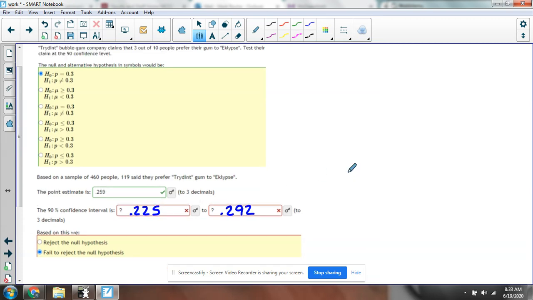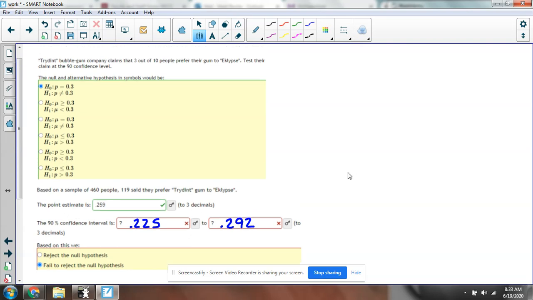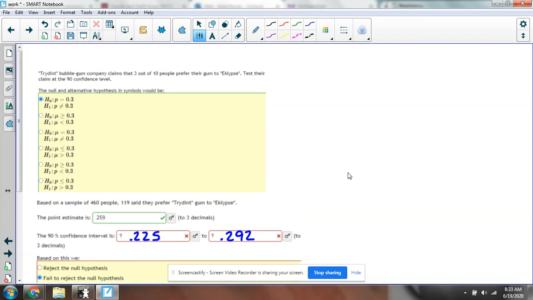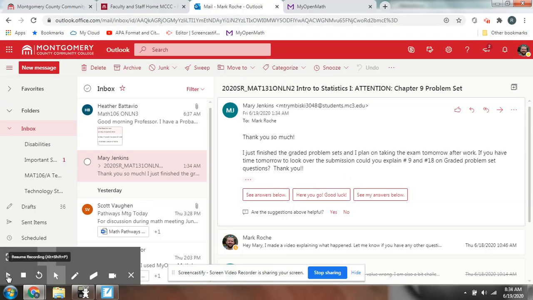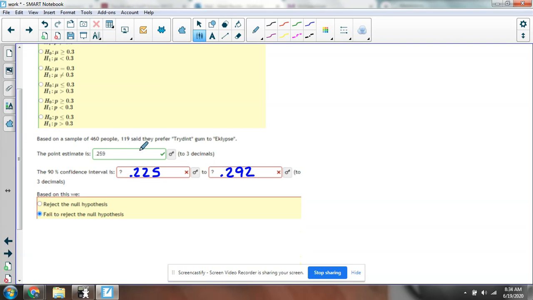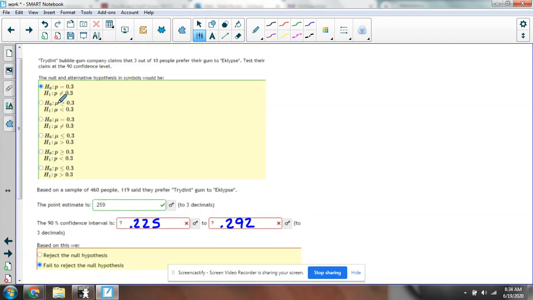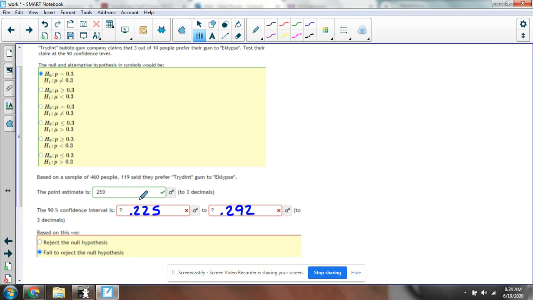So this says, based on this, we either reject the null hypothesis or fail to reject the null hypothesis. So what we want to do here is to compare our confidence interval to the null. So the null is saying that the proportion is 0.3, and you can notice here that 0.3 is not even a part of our confidence interval. So since the null is not even a part of our 90% confidence interval, then we can assume that it's not accurate. So we are going to reject the null hypothesis.